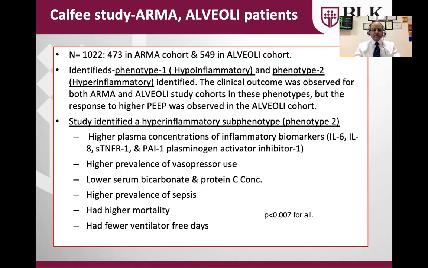Then they looked at the clinical outcome. So what did they find? In the hyperinflammatory, that is phenotype 2, they found there was higher plasma concentration of inflammatory markers. So the biomarkers like IL-6, IL-8, etc. were high. There was higher prevalence of vasopressor use. There were lower serum bicarbonate and protein C concentration, and there was a higher prevalence of sepsis. These patients had a higher mortality and they had fewer ventilator-free days.